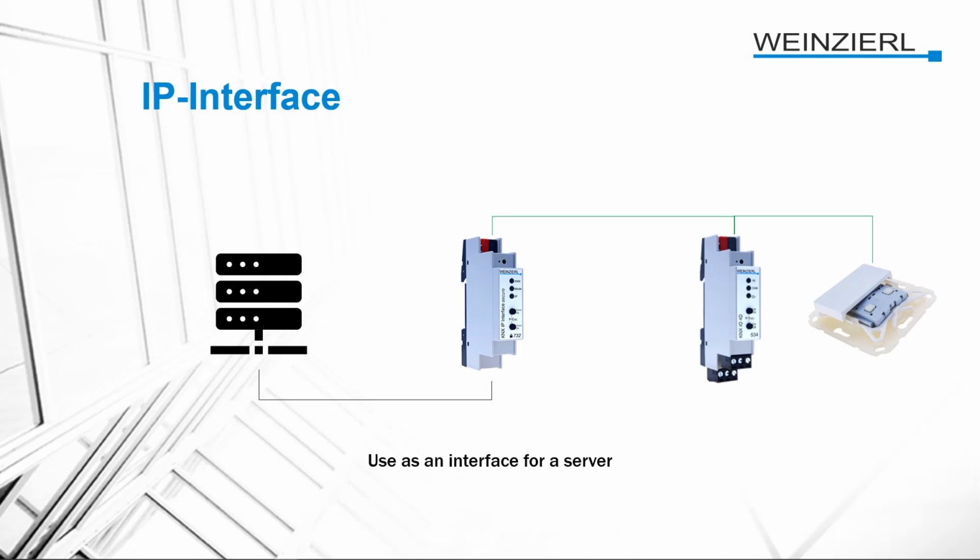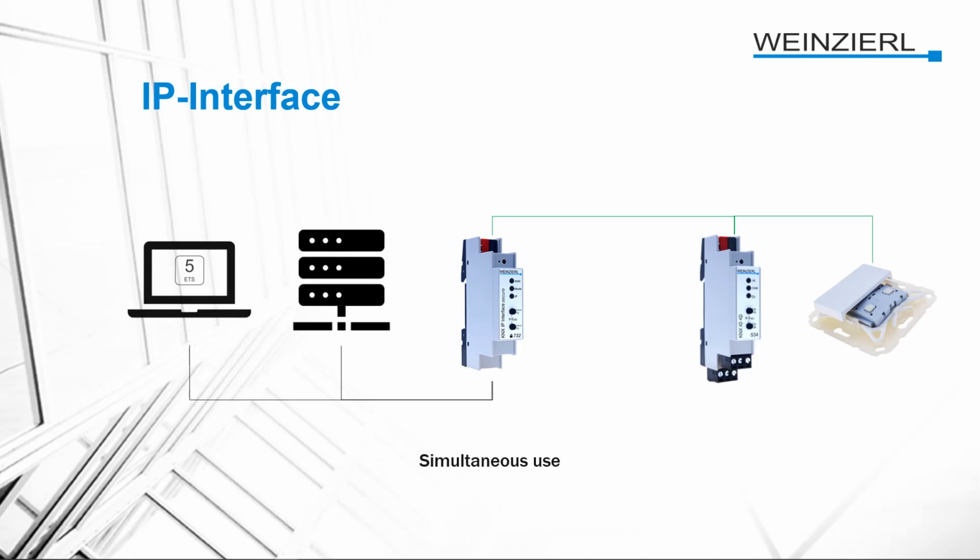And because we can establish several connections at the same time, we can connect a server and a programming software, the EDS5, to our KNX network at the same time. So the server visualization is still working while we program the devices on the KNX Twisted Pair side.